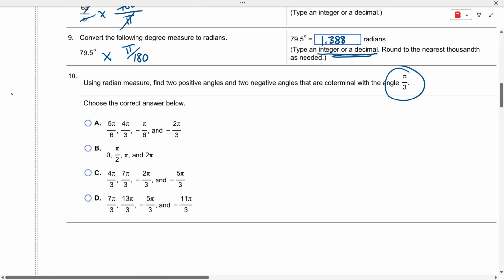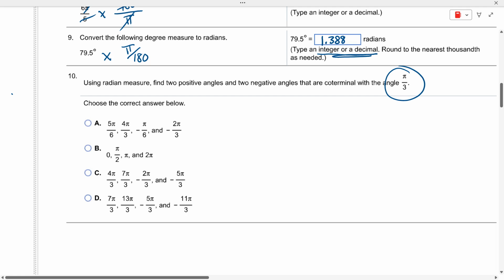Which angles are coterminal with pi over 3? When you have a fraction, you need a common denominator to add and subtract fractions. When you're dealing with radians, how many radians are in a full circle? 2 pi, because coterminal angles are 360 degrees apart, which is a full circle.